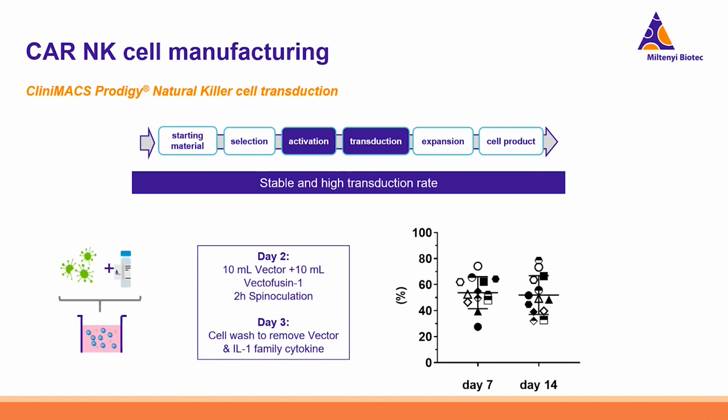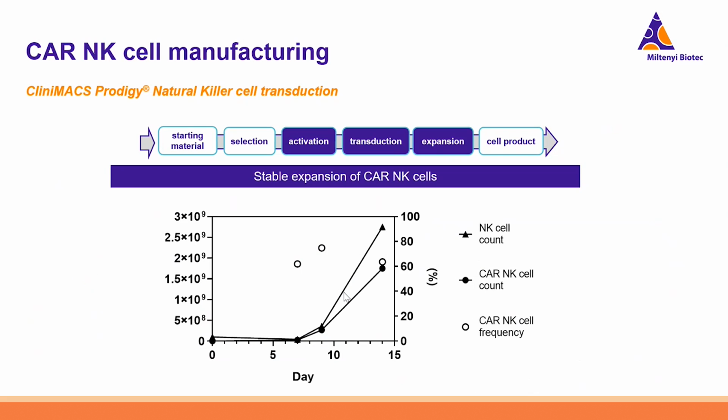Every protocol is different. You might be doing something different, but it's fine. We have learned that using Vectofusin-1, like Julia showed, enhances this transduction, and we're using spinoculation, and also in our hands, this enhances the transduction rate. We use an activation with interleukin 1 family cytokine just in the beginning, and we remove it at day 3. And you can see in this slide that we have a very nice stable transduction rate at day 7 and then at day 14 when we end our culture.